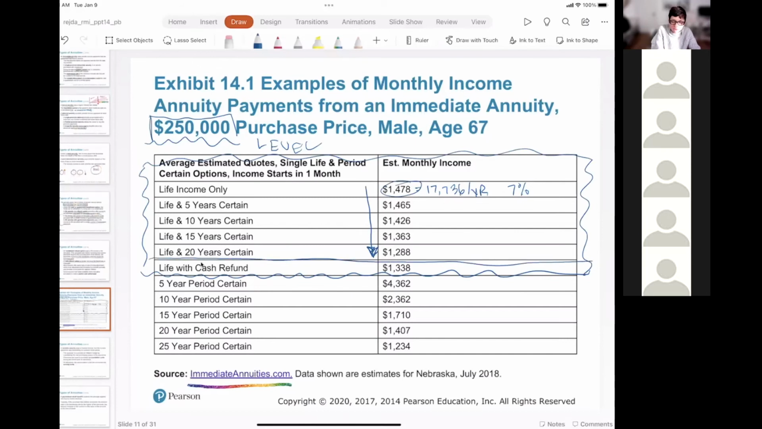Life with 5 years certain, 10 years certain, 15 years certain, and 20 years certain is just saying, look, if you're so worried that your beneficiaries aren't going to get anything, fine. We will guarantee that even if you die within these periods, your beneficiaries will get the balance of those payments. So the longer the guarantee period, 20-year guarantee, the lower the amount they're willing to give you. So it's almost like, what did you buy the annuity for anyways? I would really encourage people to reconsider this.